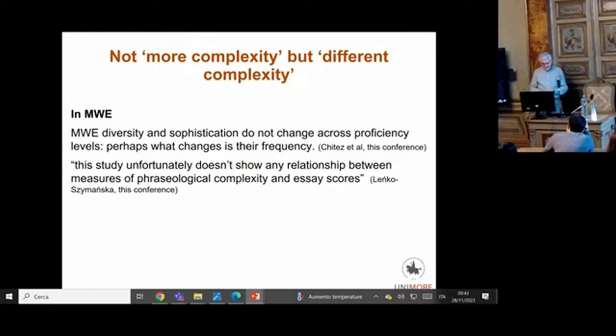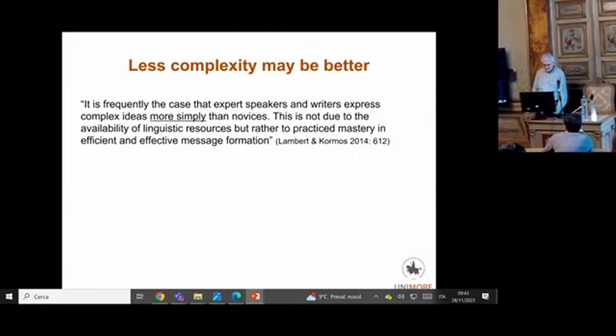Or Lieke Simanka, she said, and these are her verbatim words transcribed yesterday, "this study unfortunately doesn't show any relationship between measures of phraseological complexity and essay scores." I would say it's not fortunate nor unfortunate, actually. I think that R values of 0.00 are wonderful values because they very clearly show that there is no relationship. This is a conclusive result. We always expect to find a relationship, but there may be cases in which there is no relationship between one construct and another. I'm not saying this is the last word on the matter, of course, but it's a very important, interesting finding. It's part of our research program.